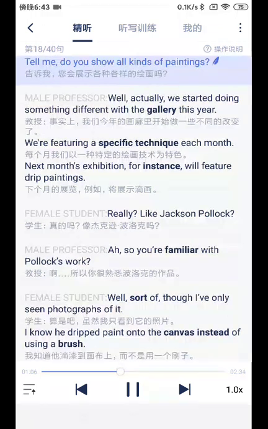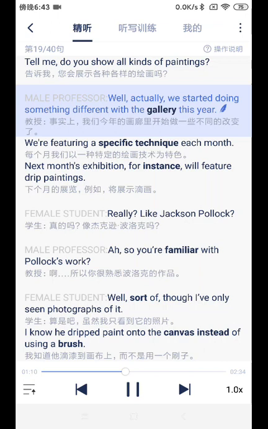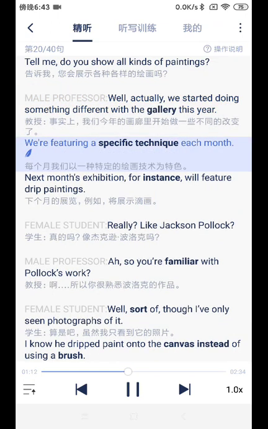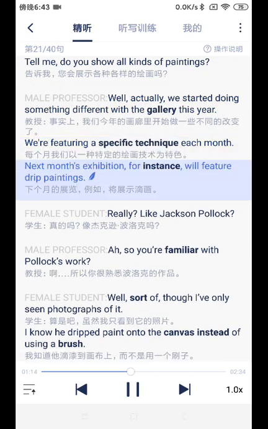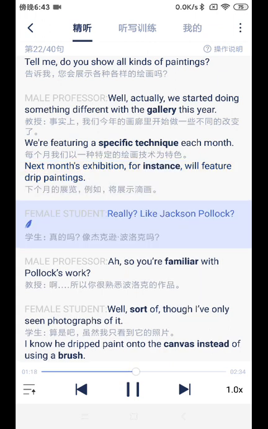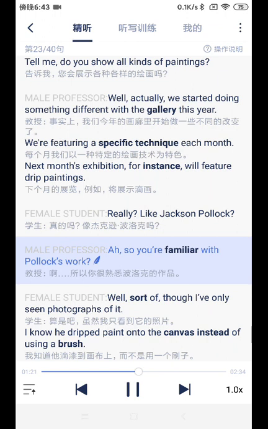Tell me, do you show all kinds of paintings? Well, actually, we started doing something different with the gallery this year. We're featuring a specific technique each month. Next month's exhibition, for instance, will feature drip paintings. Really? Like Jackson Pollock? Ah, so you're familiar with Pollock's work. Well, sort of, though I've only seen photographs of it. I know he dripped paint onto the canvas instead of using a brush.